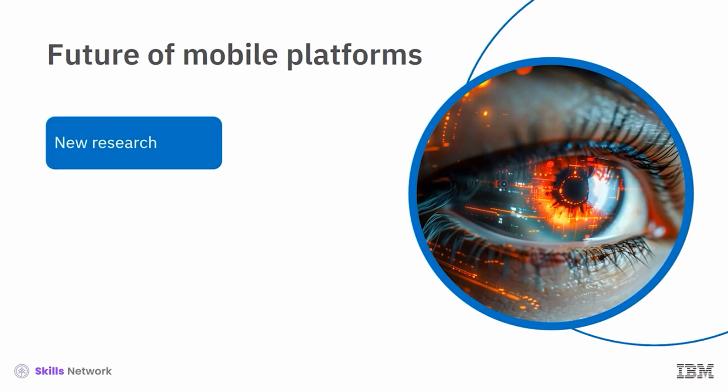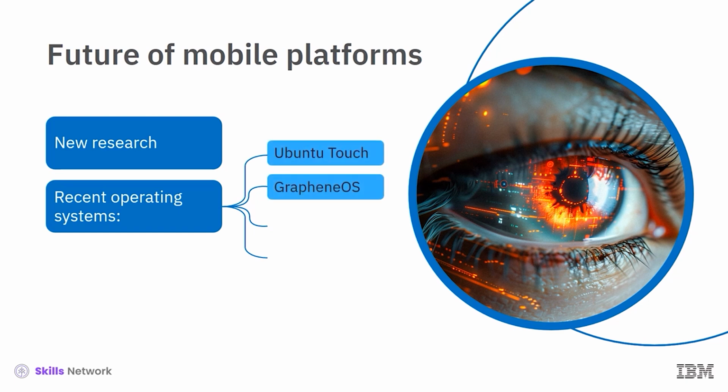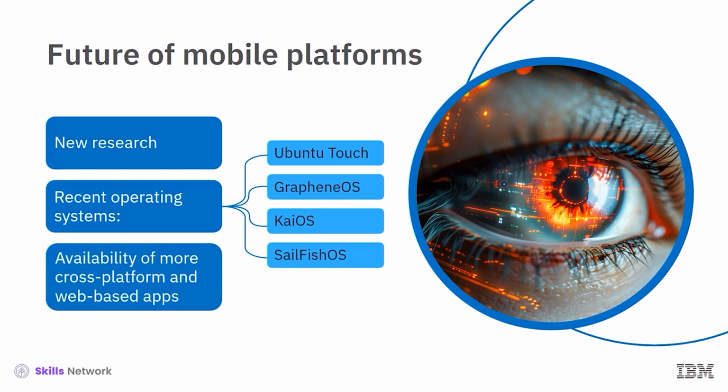New research always aims to develop mobile operating systems with better security and features. Some of the latest ones being researched include Ubuntu Touch, Graphene OS, KaiOS, and Sailfish OS. In the future, you will see more cross-platform and web-based apps that will be easy to use on different devices.